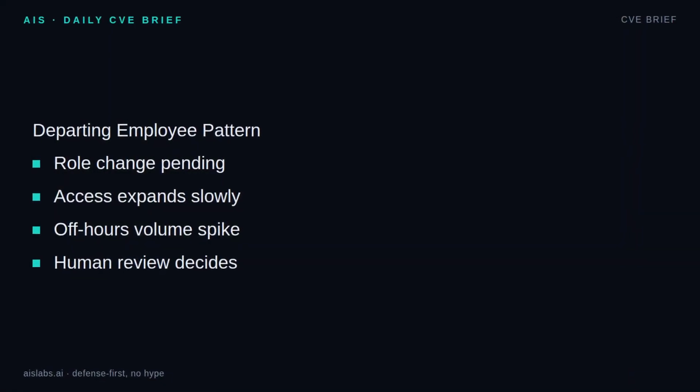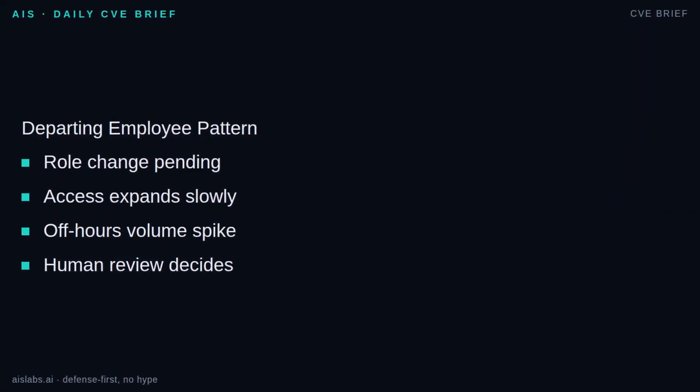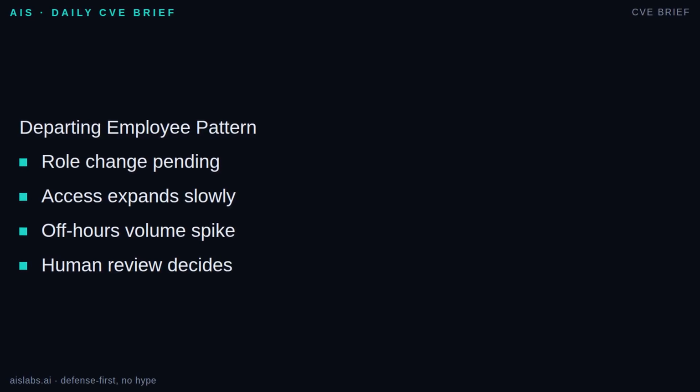Worked case. An employee has a confirmed departure date. That fact comes from HR into the monitoring program under approved policy. Week 1. The account starts touching document areas used by adjacent teams. Each access is allowed, and some has ticket history. Week 2. Activity shifts later than that user's normal hours. Still not a rule hit.